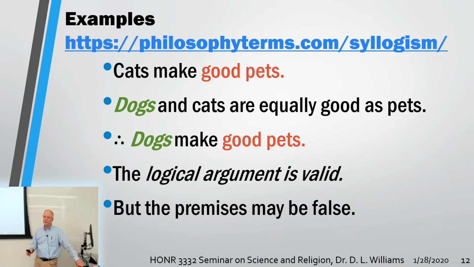But the point is, if the premises are false, then the argument fails. It's still valid, but it's not true. If one of the premises is not true, then the argument's not true. And so you can have a low-key, non-emotional argument about the premises as to whether they're true or not. And how would you determine if something is true? So here's a good definition of truth. Okay, it's called the correspondence principle of truth.